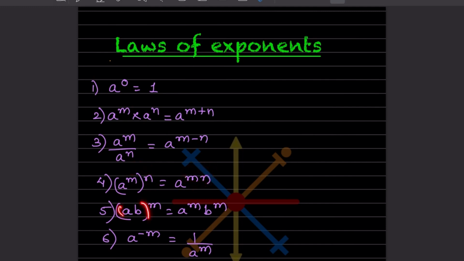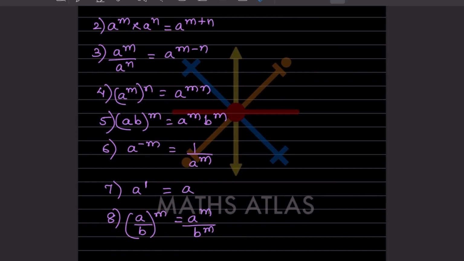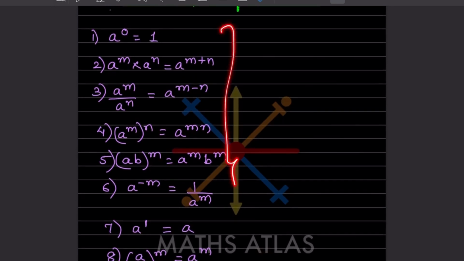(ab)^m, so you have to multiply this into this into this, that will be a^m into b^m. And whenever there is a negative exponent, you have to take the reciprocal to make it positive. And one more thing here, this is very important. Whenever the base, if I take here 3 raised to 1, that is going to be 3. So the base a raised to 1 is going to be a. And here you are going to multiply this into this and this into this. That will be a^m divided by b^m. So these laws you have to write in your notes.